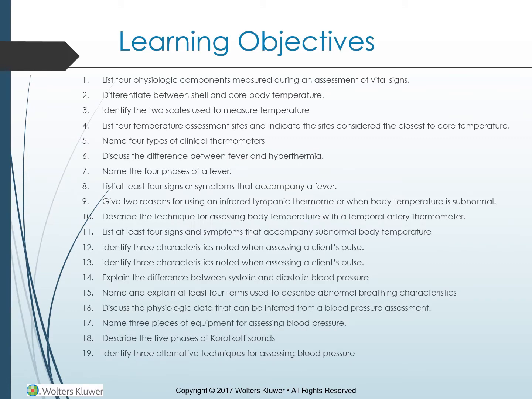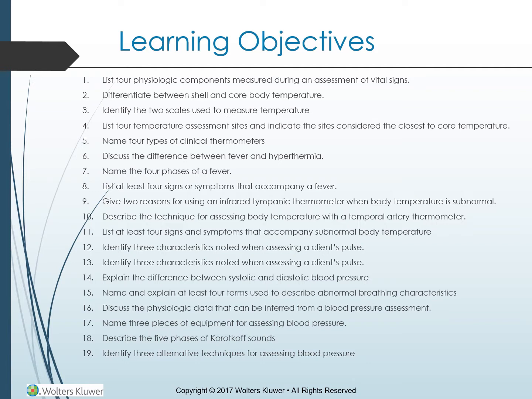Learning objectives. List 4 physiologic components measured during an assessment of vital signs. Differentiate between shell and core body temperature. Identify the 2 scales used to measure temperature. List 4 temperature assessment sites and indicate the sites considered the closest to core temperature. Name 4 types of clinical thermometers.